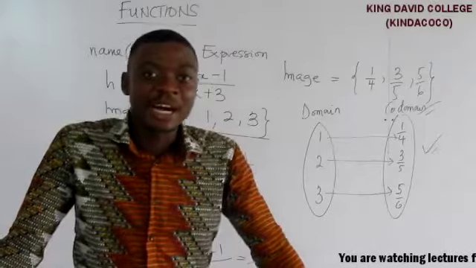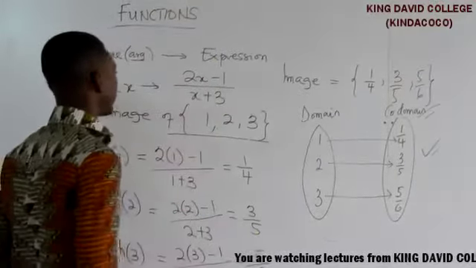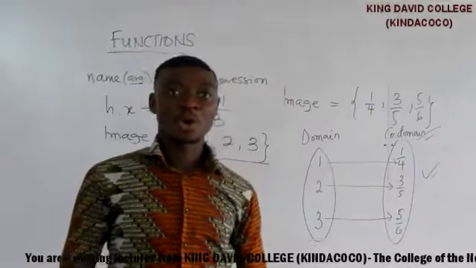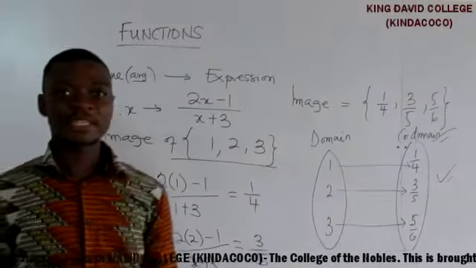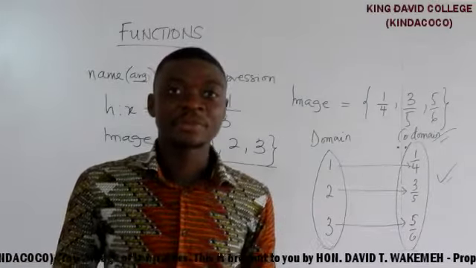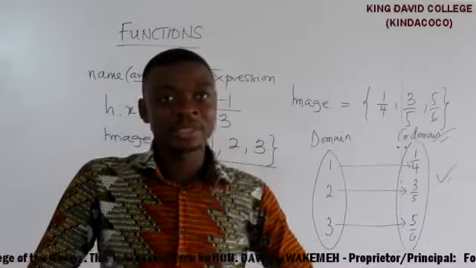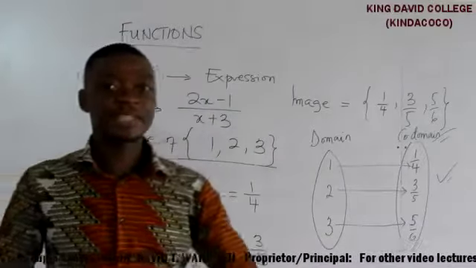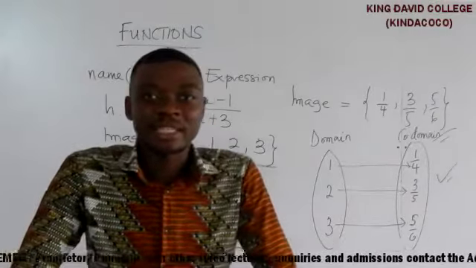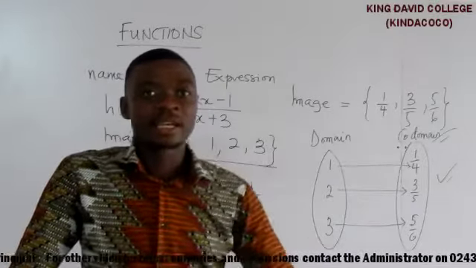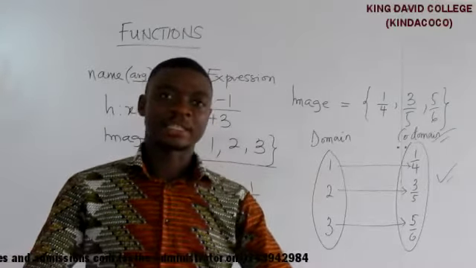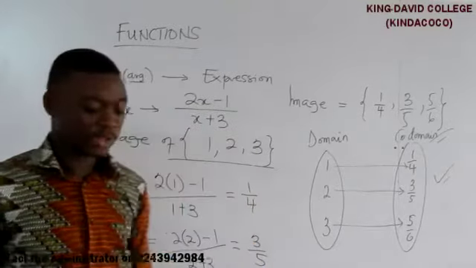Your variable or your argument is simply what you are going to put into your function to get your corresponding output. Okay, so with the first lesson established, which is finding the image when you are given a specific input, and then finding the image when you are given a set, let's look at something unique. That is our second task we could be given under functions. Let's look at that in this video. So let's continue with that.